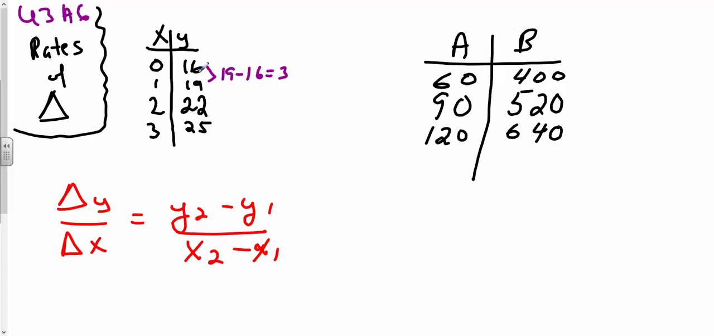You can also just eyeball it and say, how do I go from 16 to 19? I add 3. How do I go from 19 to 22? I add 3. How do I go from 22 to 25? I add 3. First differences are the same. It's a linear relationship. And my rate of change is represented by delta.